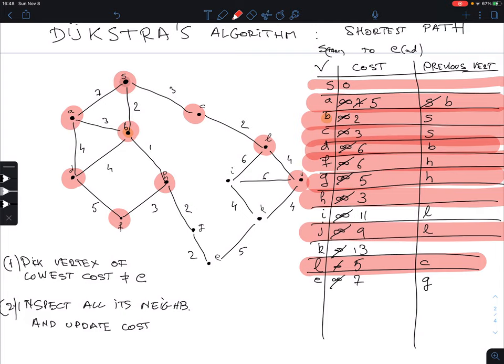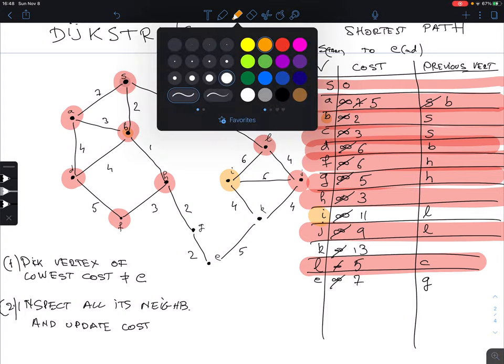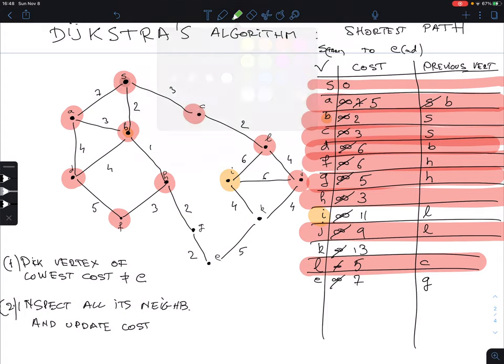Sorry, that should be orange. Okay, I. So what is your neighbor? He's only one neighbor. That is K. So, all right, let's see where I can update K. And how does this work? Well, the current cost of I is 11. If you go through this path, it costs you 15, which is not better than 13. So I'm not going to update anything. So again, no action taken here.